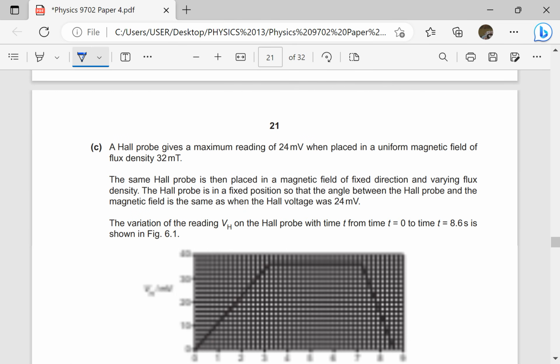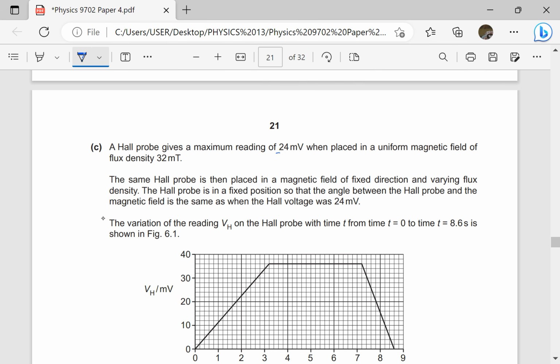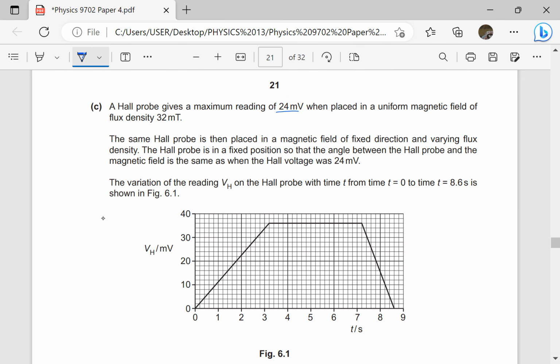A Hall probe gives a maximum reading of 24 millivolts when placed in a uniform magnetic field of flux density 32 milliteslas. So we can see that 32 milliteslas corresponds to 24 millivolts, because remember VH is directly proportional to B if all others are constant. The same Hall probe is then placed in a magnetic field of fixed direction and varying flux density. The Hall probe is in a fixed position so that the angle between the probe and the magnetic field is the same as when the Hall voltage was 24 millivolts.